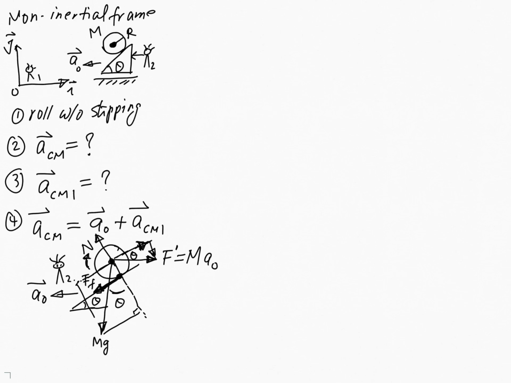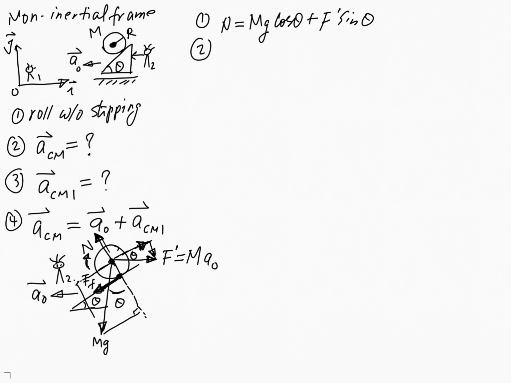So let's write down all the equations. The first equation is along the direction perpendicular to the surface. We have N should equal to mg cosine theta plus F prime sine theta. That's along the perpendicular direction.